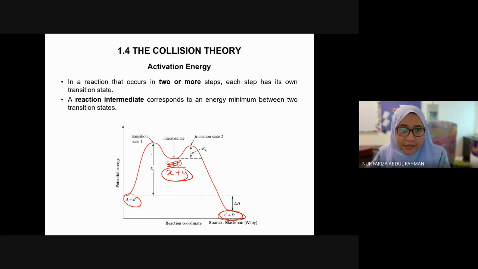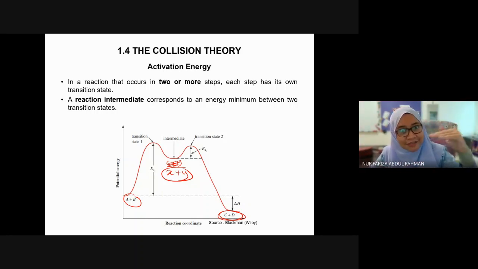And then in a reaction that occurs in 2 or more steps. Because not all reactions, remember thermochemistry last time? Yang kita kena lalu banyak steps in order to finally come to our final product kan. Kan kita banyak step kan.